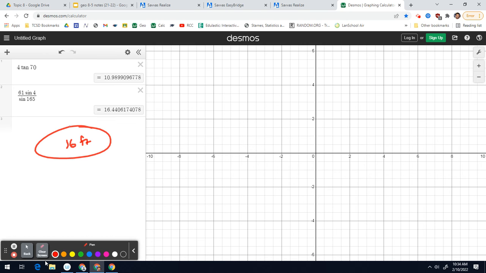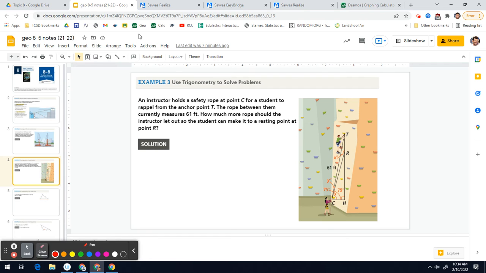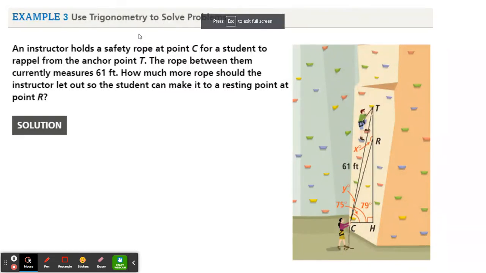Cool. So again, if you notice what I did first, I took a look at the picture, and I said, okay, what am I looking for, which is an interpretation. I don't know if I quite knew it was TR I'm looking for, but how much more rope to get from where T is to R makes sense, I guess. But again, you have a bunch of right triangles, and then that non-right triangle. What is the best route of attacking it? Okay. All right, great. All right, next problem.